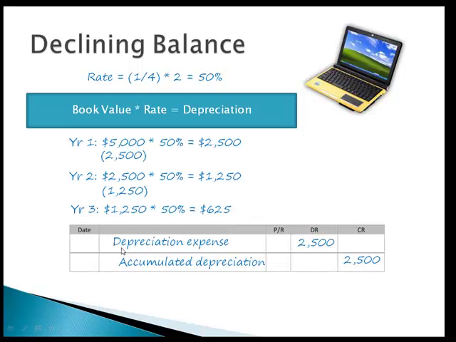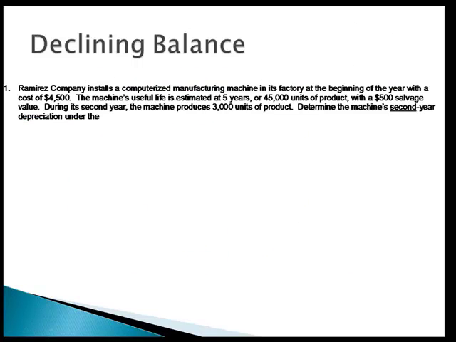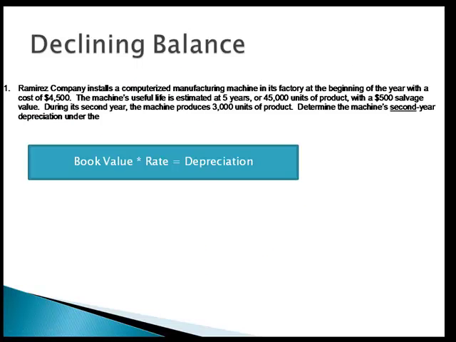Okay, here's your journal entry. Depreciation expense, for year one, would be $2,500, and accumulated depreciation. Now this is on your handout, Ramirez Company 1C. Remember, the first thing we want to do is get our rate. So 1 over 5 times 2 is 40%. And then we want to find our book value. Book value in year one is just going to be the cost. So $4,500 times 40% equals $1,800.